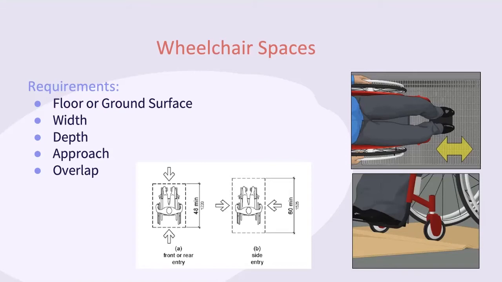And then approach. So wheelchair spaces must be connected to accessible routes, but accessible routes cannot overlap with wheelchair spaces, which means that access to any wheelchair space can't be through another wheelchair space. And then overlap. So wheelchair spaces cannot overlap circulation paths, which are the aisle width required by building or safety codes. But if a circulation path or aisle width is wider than what is required by the applicable codes, then the wheelchair space can enter into the access space.